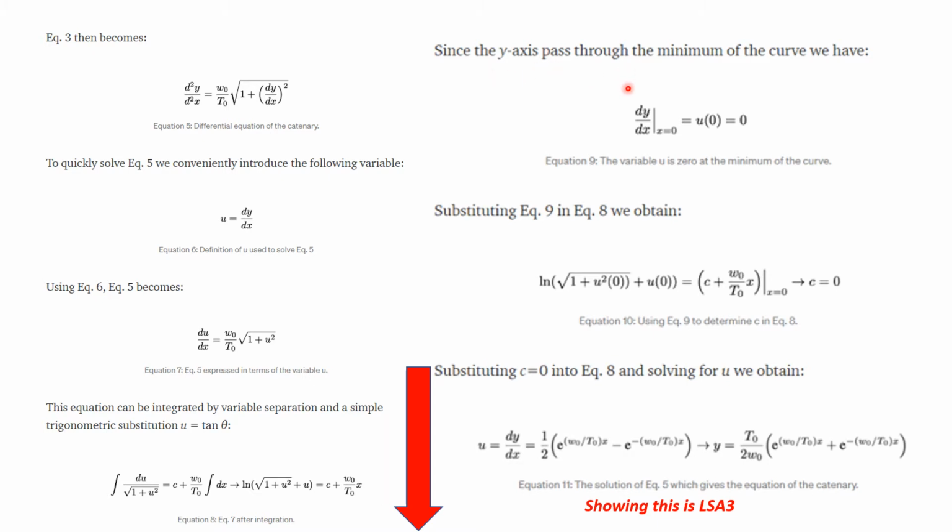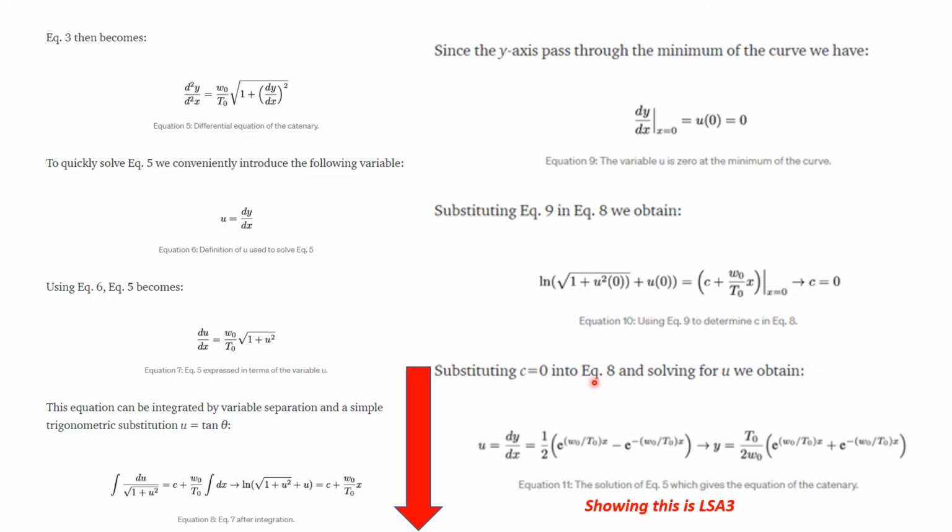But since the y-axis passes through the minimum of the curve, we know that the slope of that curve at x equal to 0 is u at 0, because of our definition, equal to 0, because that's a horizontal slope. That's how we're simplifying the algebra. So if we take this, which is called equation 9, and substitute that into this equation down here, that enables us to figure out what the constant is. So we're going to take x to be 0, and we substitute it in, and we make note of the fact that this is going to be the natural logarithm of 1, which is 0, and x is 0, and so c is 0. So we know that c is 0, and that tells us what we have is then an equation down here.